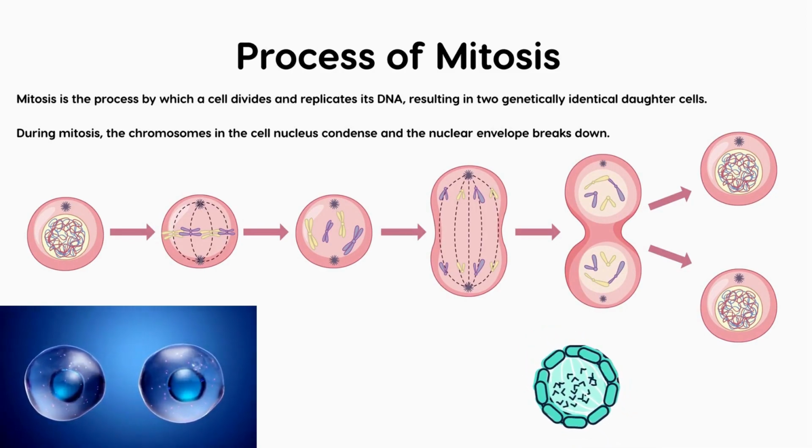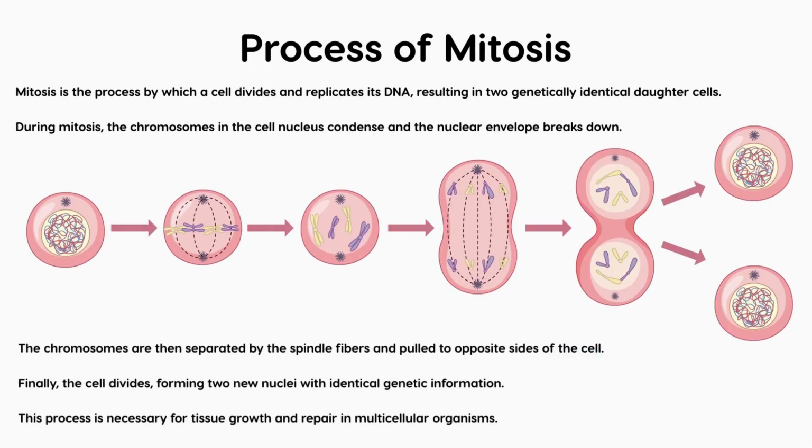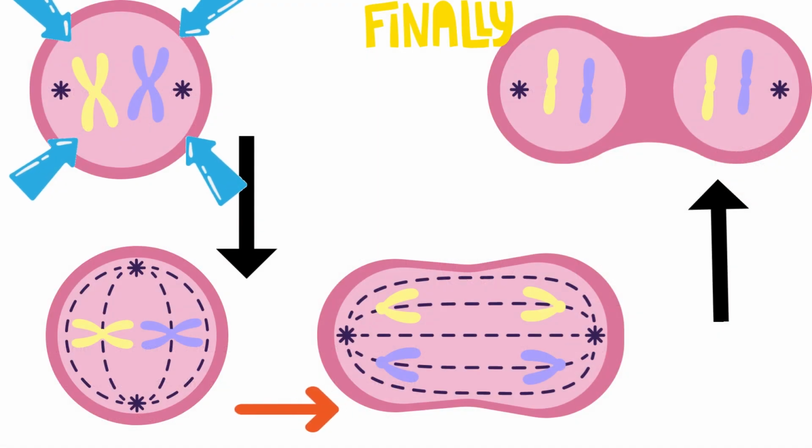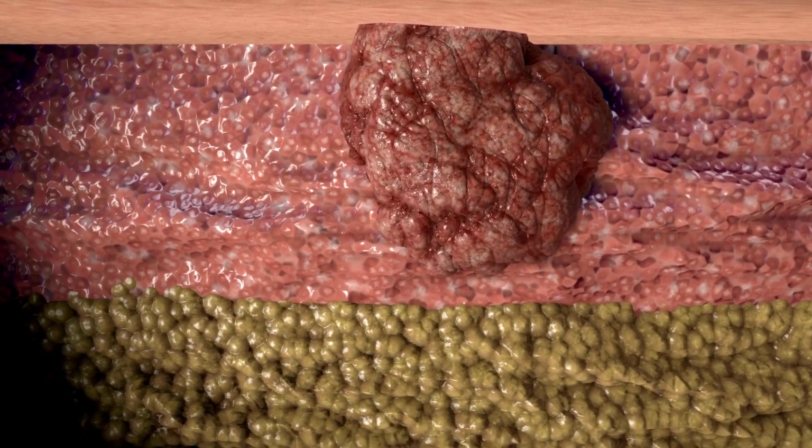During mitosis, the chromosomes in the cell nucleus condense and the nuclear envelope breaks down. The chromosomes are then separated by the spindle fibers and pulled to opposite sides of the cell. Finally, the cell divides, forming two new nuclei with identical genetic information. This process is necessary for tissue growth and repair in multicellular organisms.